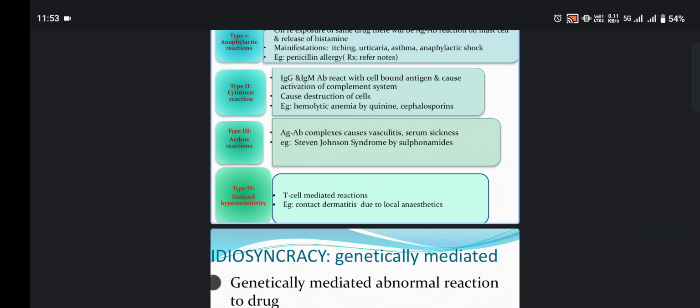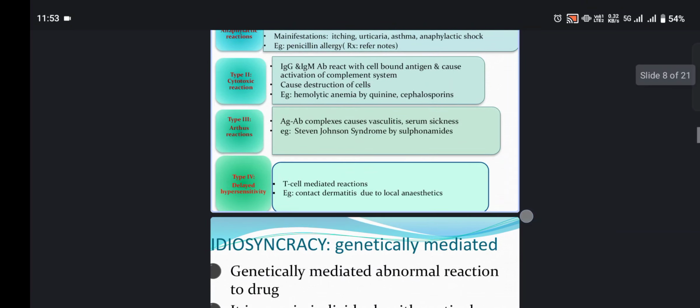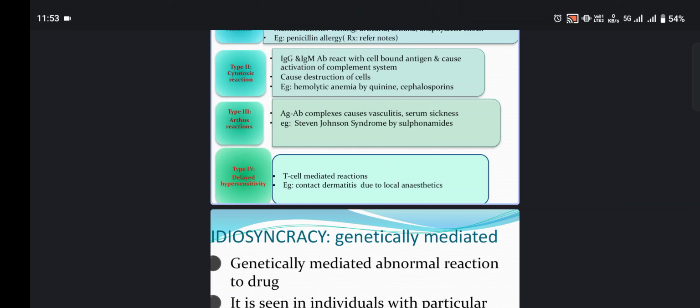Here it is nothing but Arthus reactions. There the antigen-antibody complex causes different kinds of symptoms like serum sickness, like Stevens-Johnson syndrome in sulfonamide allergic patients. Okay, then if some people respond against sulfonamide, they will come up with Stevens-Johnson syndrome. Everybody knows what Stevens-Johnson syndrome is, so no need of explaining about it.